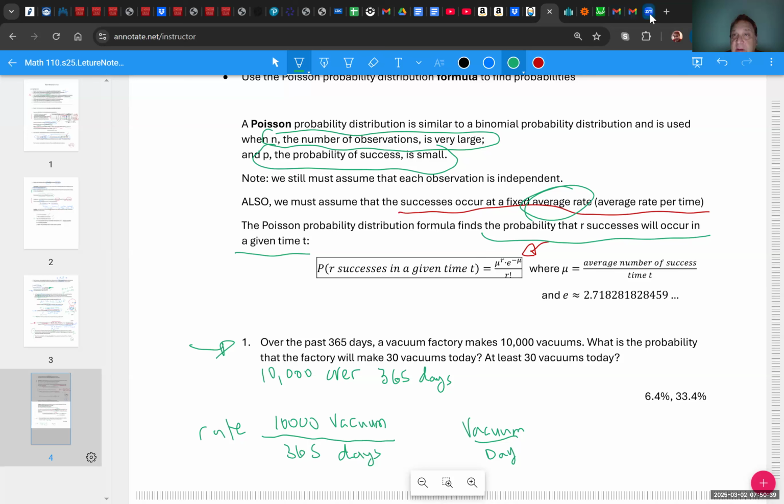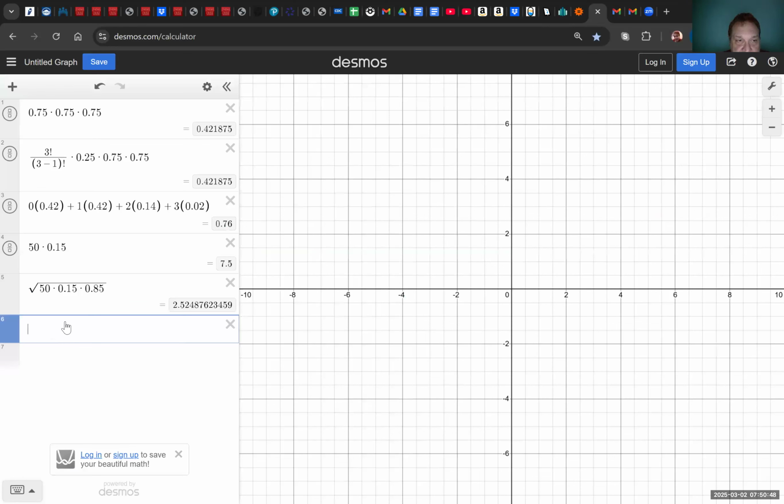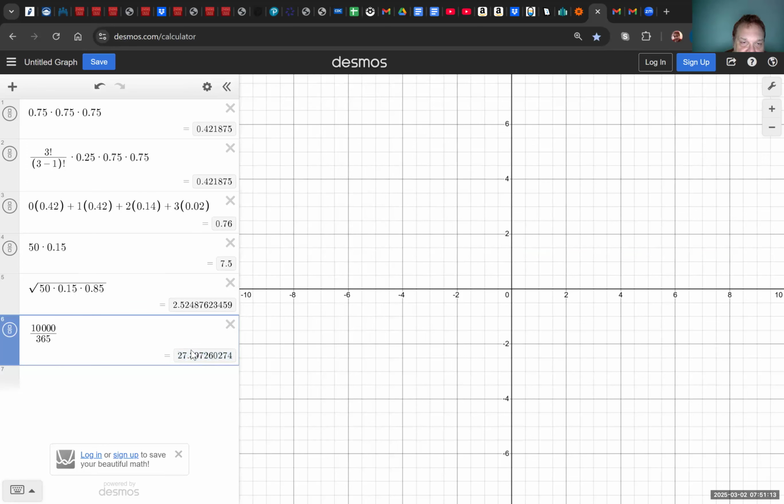Let me do that real quick in Desmos. Okay, again, one little pause for my computer to wake up. 10,000 over 365. All right, so that's 27.397. I don't want to copy all those decimal places, let me just copy a few of them. There we go, 27.397. Oh, it won't let me do that.